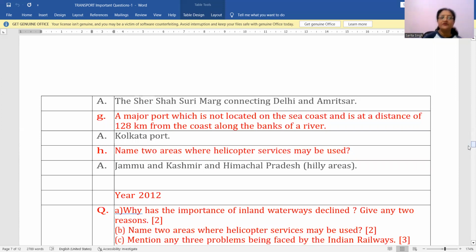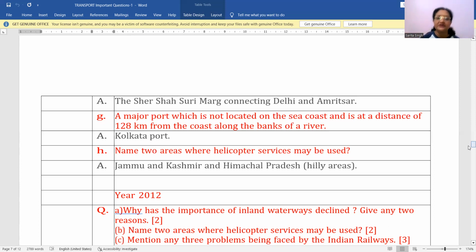Okay, a major port which is not located on the sea coast and is at a distance of 128 kilometers from the coast along the banks of a river: Kolkata port. That's why Kolkata port is also called a riverine port, because it's not a seaport. It's not on the coast of the sea or ocean. It is lying in the interior. The port has developed along the bank of the river, so many times it is called a riverine port.